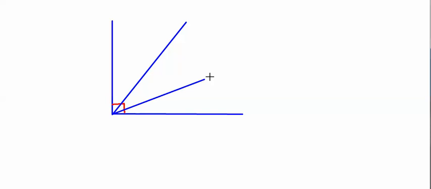Well, what about these three added together? They still have to equal 90, don't they? Because they're still inside of the original angle we were talking about. You guys okay with that?